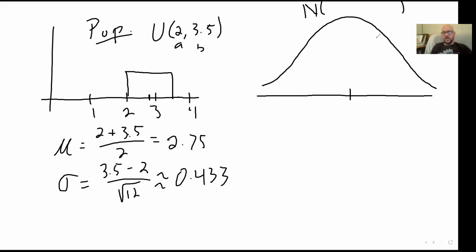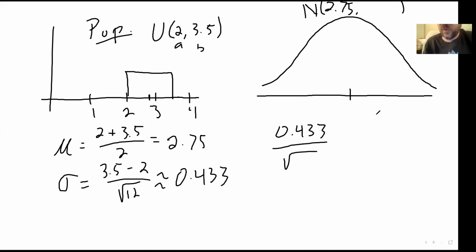This guy over here, the sampling distribution, is not that, right? So the mean is the same, 2.75, but the standard deviation is going to be 0.433, so it's sigma over the square root of n, which n is 43 here. And this comes out to be 0.066 or thereabouts, I believe.